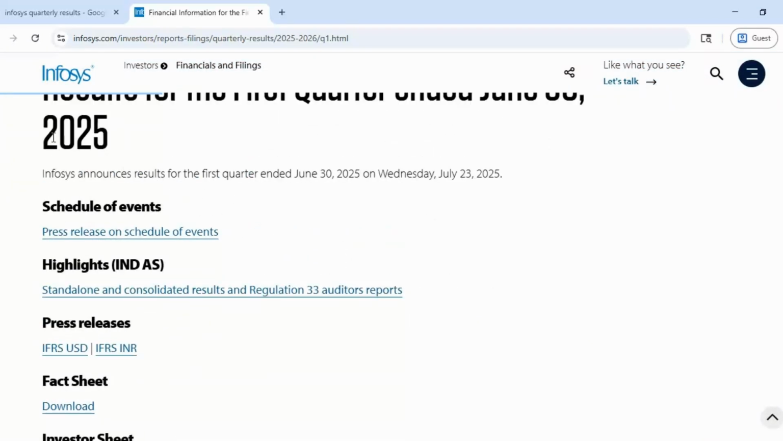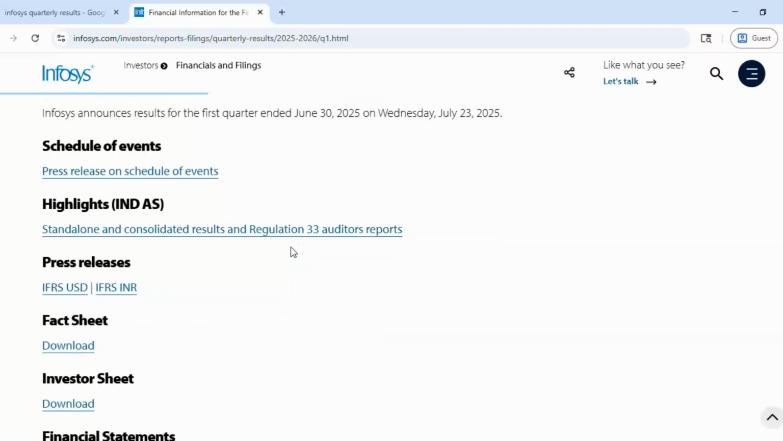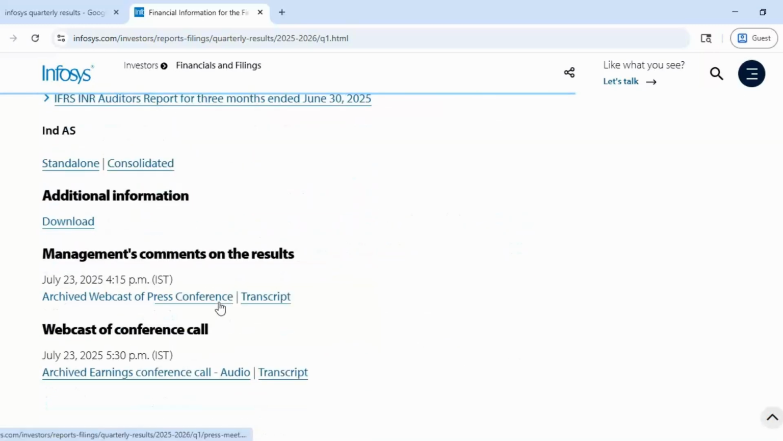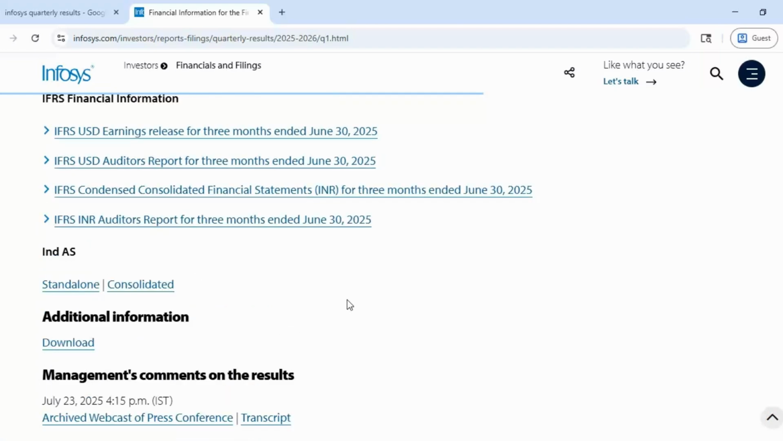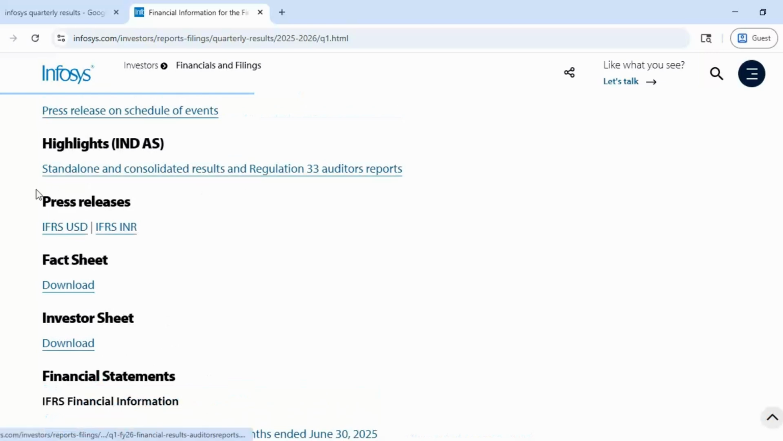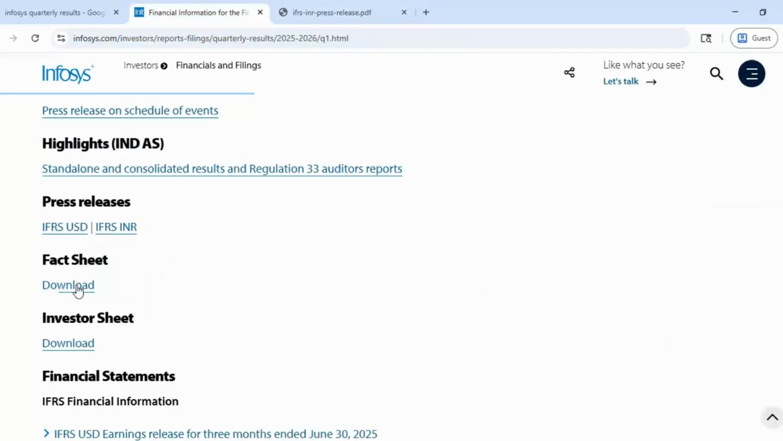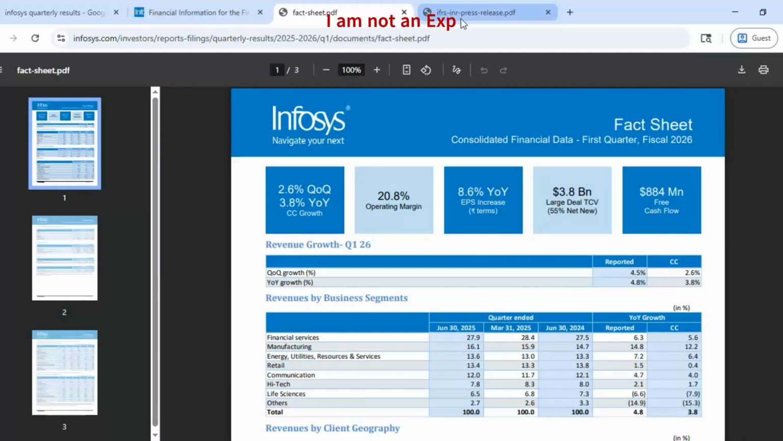Here you can see they have published all the things. You do not need to go through all of those. What is needed for an employee, for you, I will guide you. What you need to do is download this press release. One is in USD, one is in INR. We will download this INR one. Click on it. And one more, this fact sheet, will download. So these two are enough.